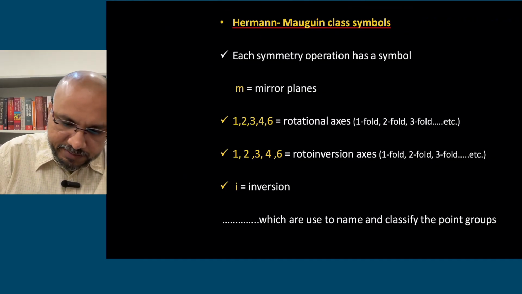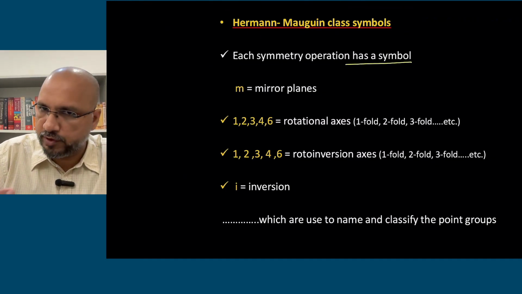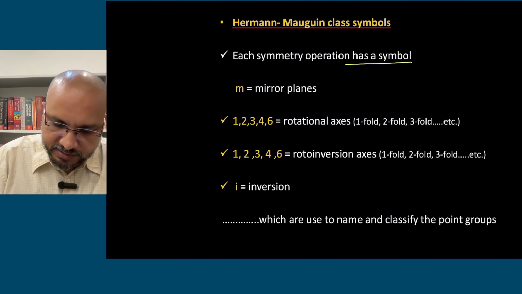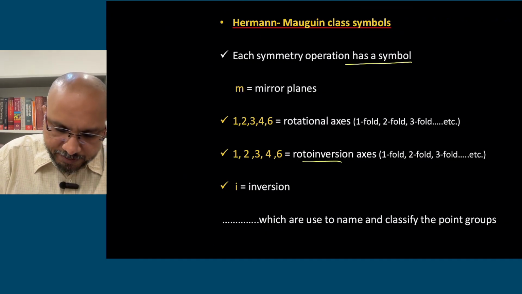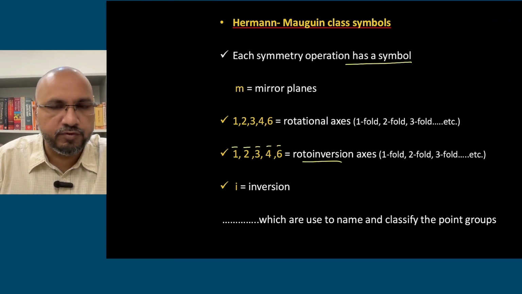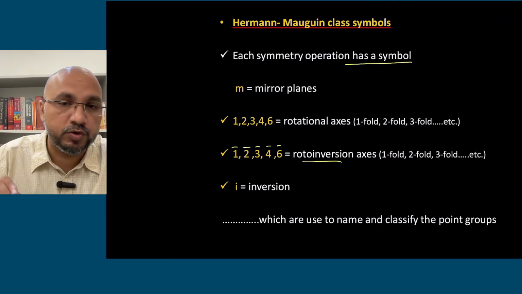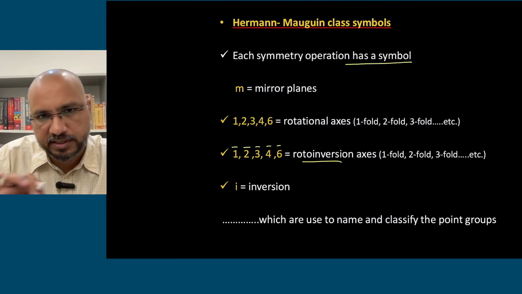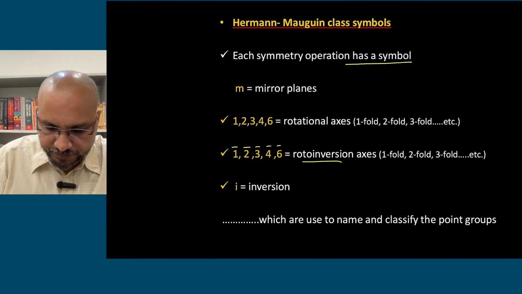So each symmetry operation has a symbol. For rotation axes, we have 1, 2, 3, 4, 6. If you have roto-inversion, you write a bar on top of the rotational axis. Two-fold roto-inversion is 2 bar, three-fold roto-inversion is 3 bar, and four-fold roto-inversion is 4 bar.